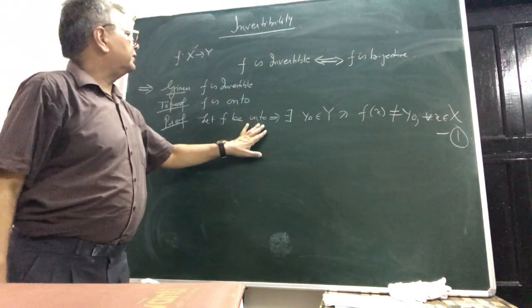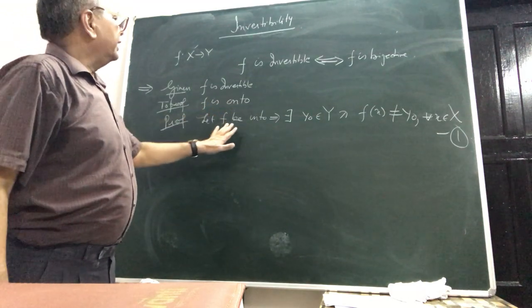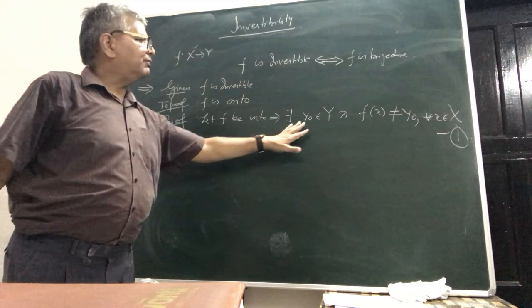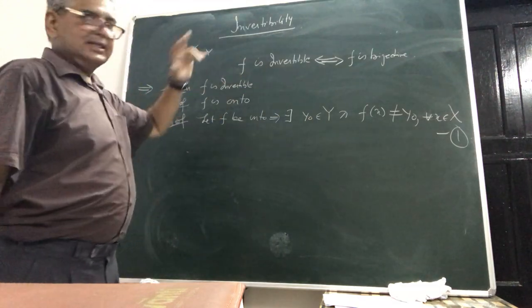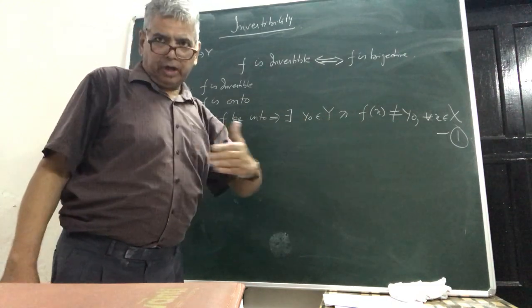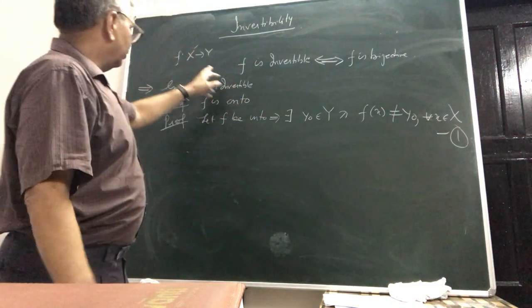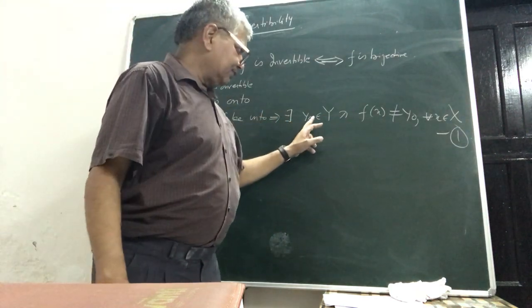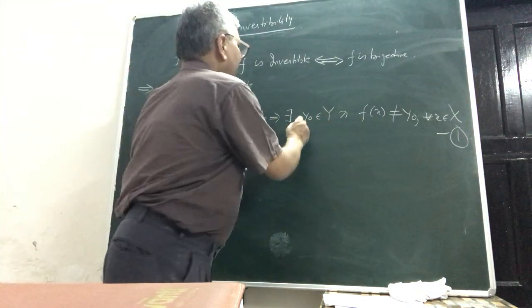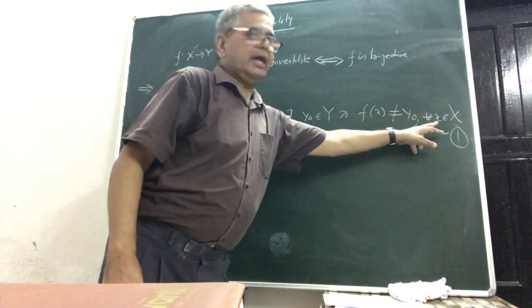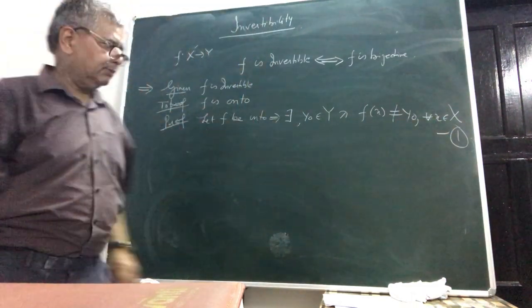See, if f is into, then of course the existence of at least one element y naught in the set Y will certainly be there. That is to say that this y naught will not be the image of any element of the domain of f, that is in X. And this is what is written: there is y naught, an element of Y, such that f(x) is not equal to y naught for every x belonging to X.